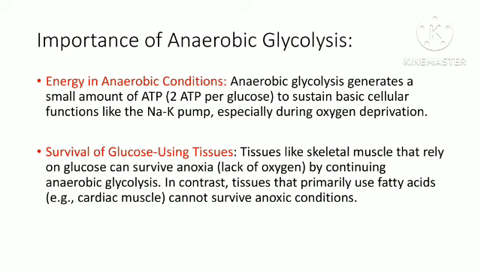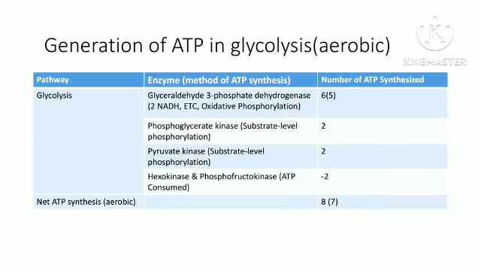Generation of ATP in glycolysis, aerobic. Pathway, enzyme, method of ATP synthesis, number of ATP synthesized. Glyceraldehyde 3-phosphate dehydrogenase: oxidative phosphorylation, 2 NADH giving 5 ATP. Phosphoglycerate kinase: substrate-level phosphorylation, 2 ATP. Pyruvate kinase: substrate-level phosphorylation, 2 ATP. Hexokinase and phosphofructokinase: 2 ATP consumed. Net ATP synthesis, aerobic: 7 to 8 ATP.